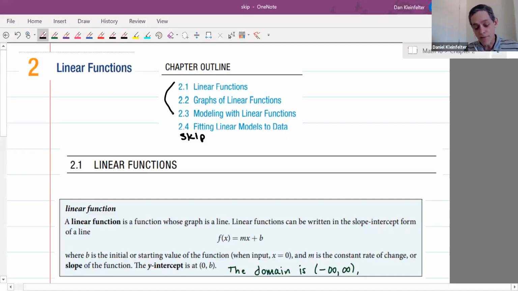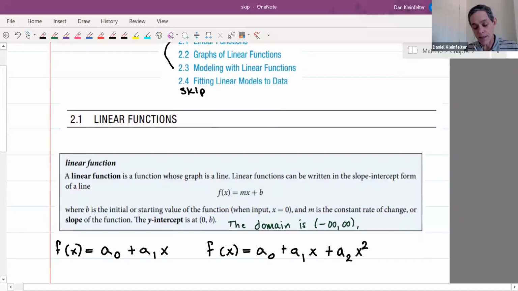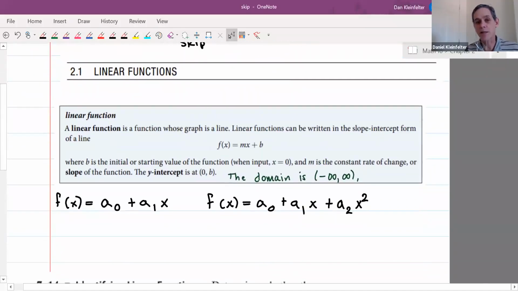A lot of this stuff is going to end up being familiar, which is going to be nice, but then some stuff will probably be new, which is also nice. So let's go ahead and get into section 2.1. We'll start off with just a definition of what a linear function is. A linear function is a function whose graph is a line, which makes sense if you think of the first 4 letters of the word linear. It spells out the word line, right?